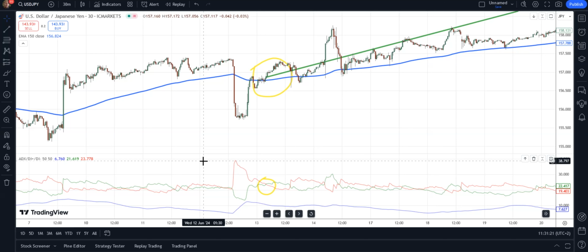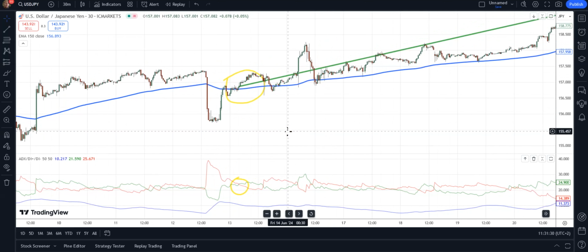Hi traders, in today's video I am going to show you a simple strategy with the ADX indicator, and I would say let's just jump into it because it is going to be an interesting video.